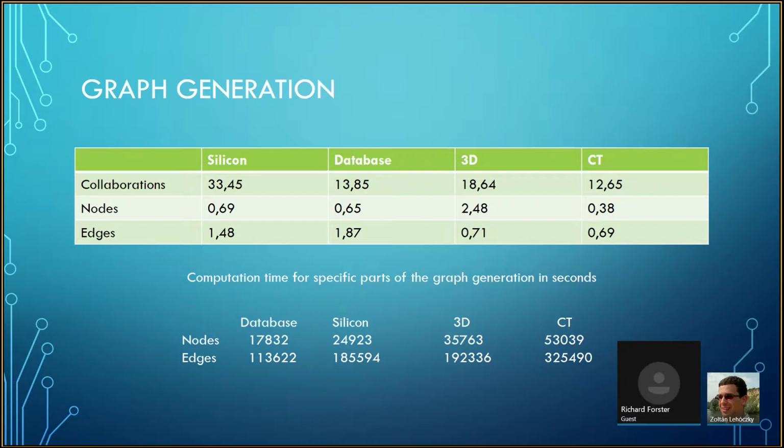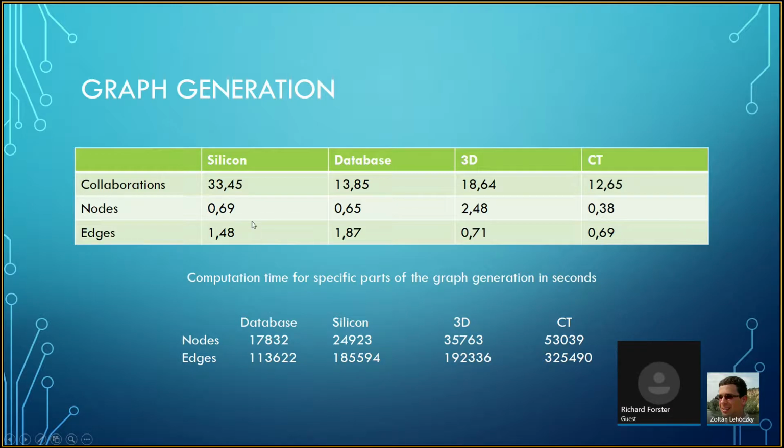So for example, here you can see graphs. Each of them is a search for a technology: one for silicon, one for database, one for 3D technologies, and one for CT-related technologies. And you can see at the bottom that, for example, the database has 17,000 nodes, the silicon 25,000, 3D 35,000, and CT was 53,000. And here at the top table, you can see some performance numbers, how much time it took to compute the collaborations, the nodes, the edges.